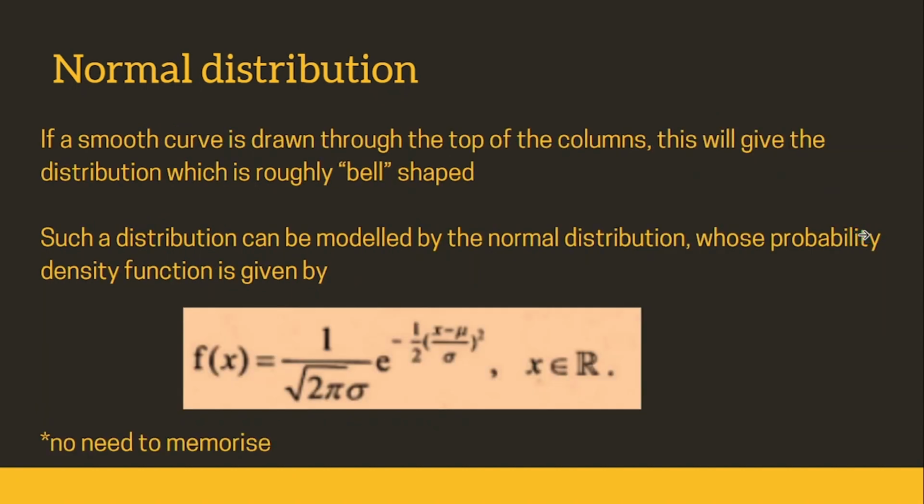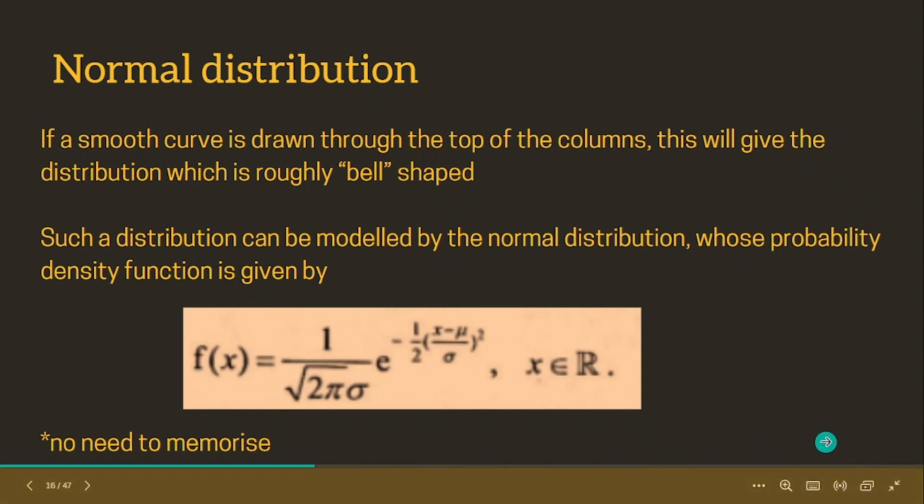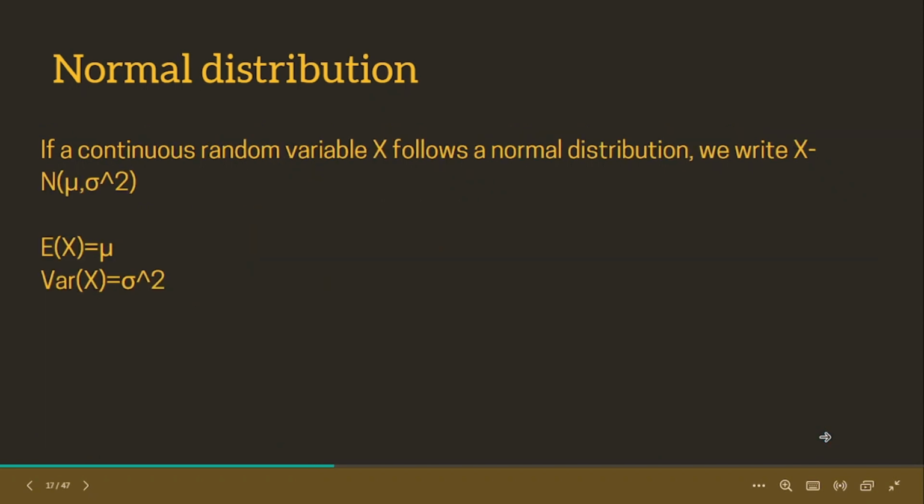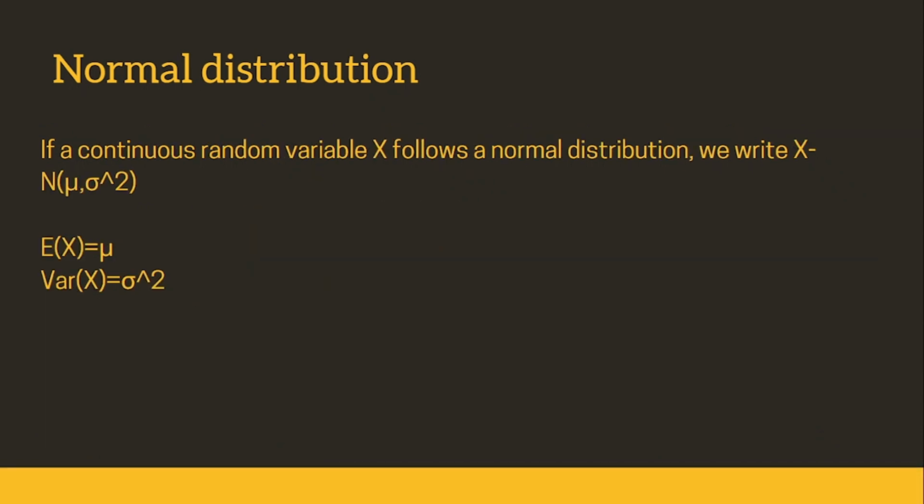And this bell shape can be modeled by a normal distribution, whose probability density function is given by this very complicated expression, but you do not need to memorize it. Just know that this is called the normal distribution. So if a continuous random variable x follows a normal distribution, we can write it as x ~ N(mu, sigma squared), where mu is the mean or the expectation and the variance is sigma squared.